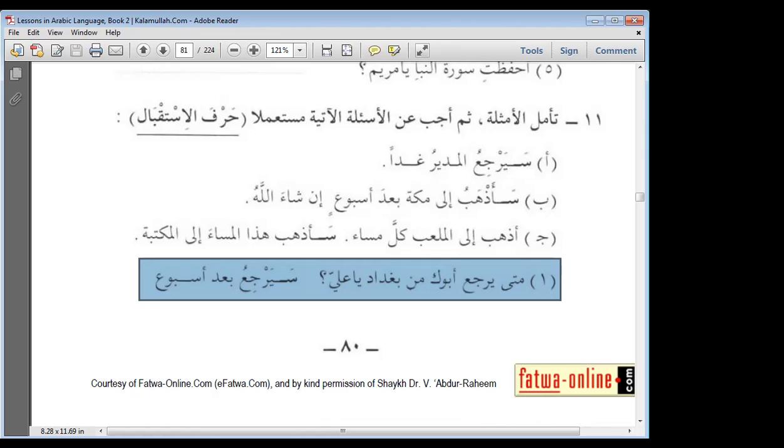Ya Aliyu. When will your father return from Baghdad? O Ali. Again, Raja'a yarji'u. So what's the answer? Sayarji'u. Look at it here. So we have the same present tense verb. We just add the sin in front of it. You all see that? Sayarji'u. Sayarji'u ba'da usbu'. He will return after a week.